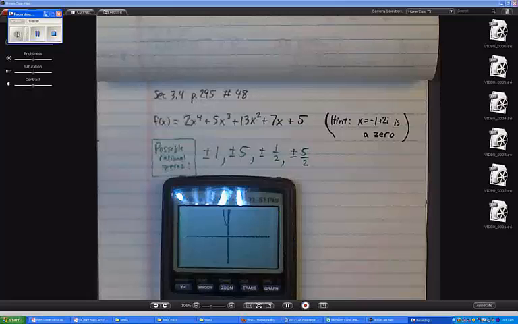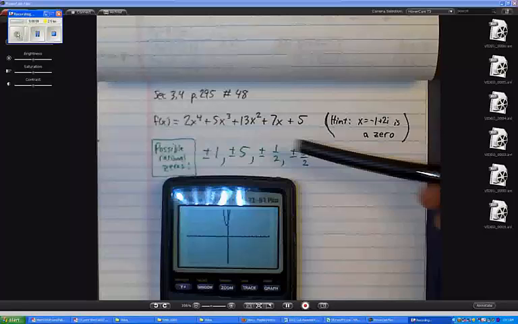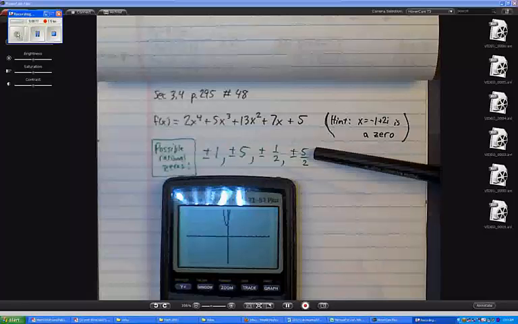Point out on number 48 from 3-4, we're at a huge advantage because of this graphing calculator. Without the graphing calculator, first thing I'd probably do, possible rational zeros are these 8 points. Then maybe I test them all.